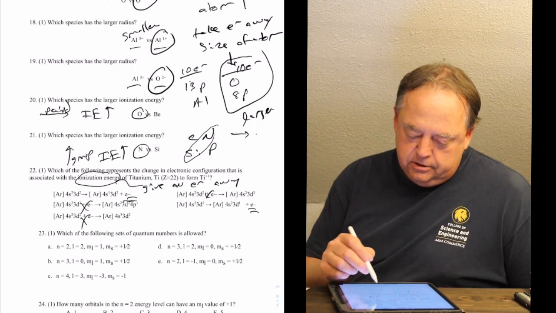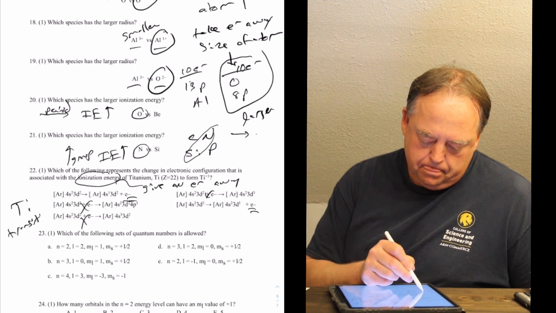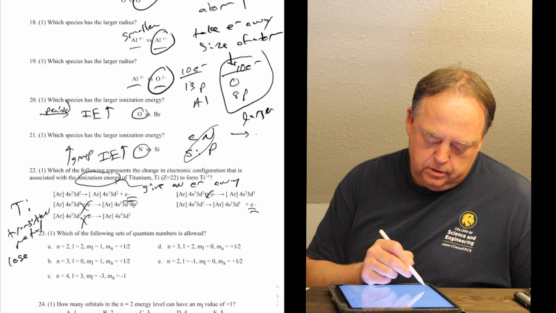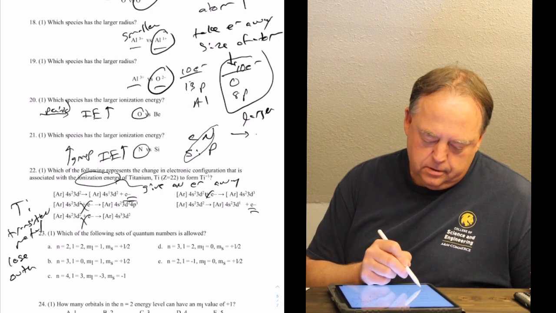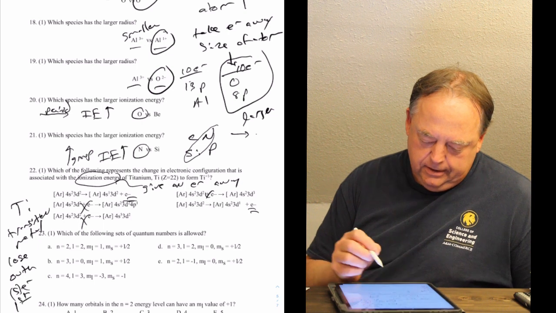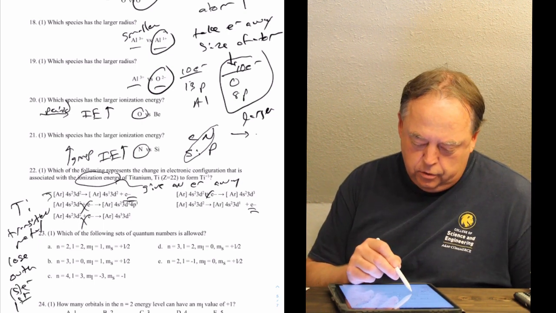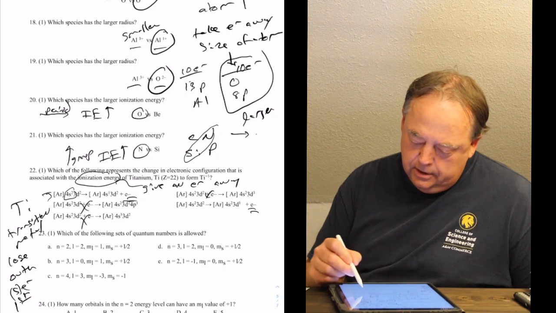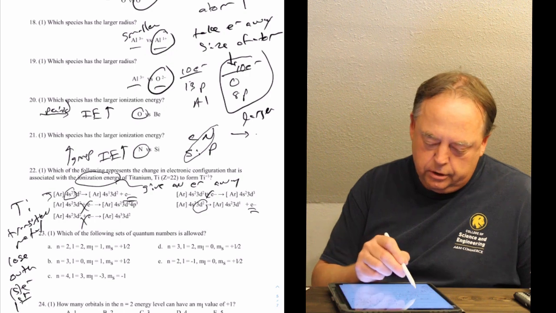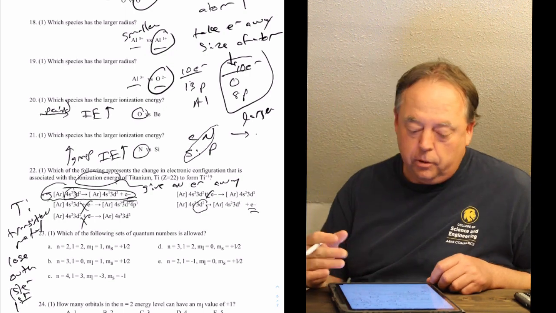And then, since it's titanium, it's a transition metal. So you have to remember those outer s electrons first. So in A, you lose an electron from the 4s, and in this one you lose an electron from the 3d, so you want to go with the one that lost the electrons from the outer s orbital first.